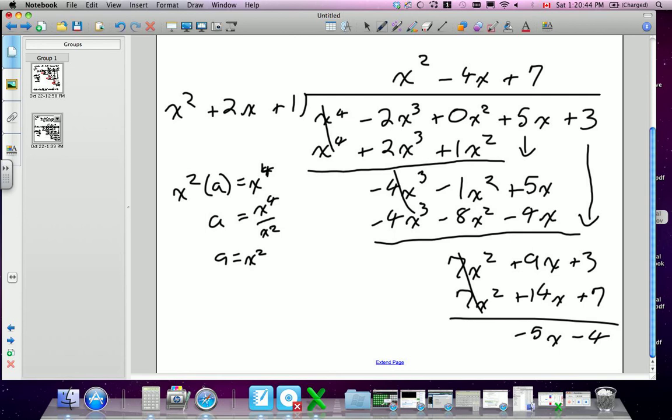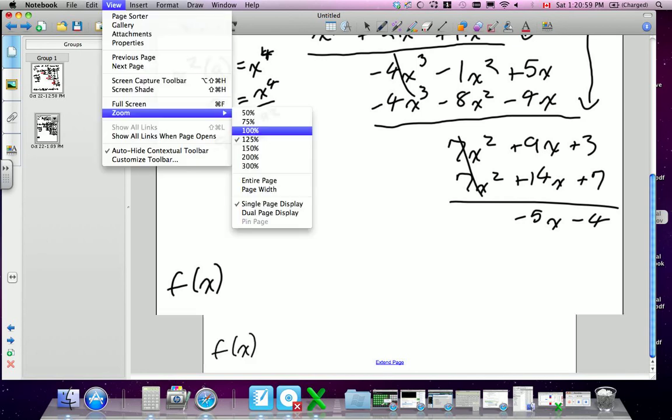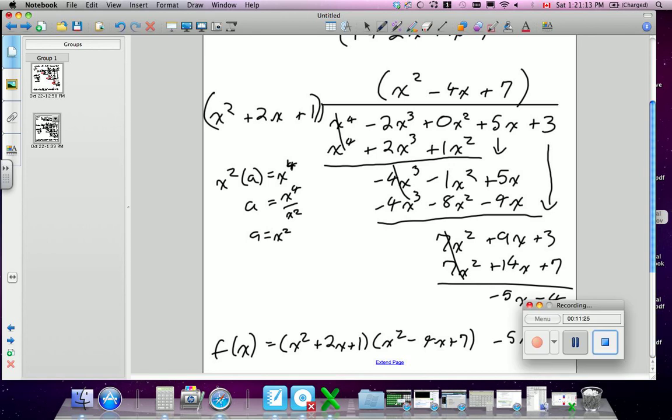Okay. So here's our remainder now. Again, here's the first set of terms, second set of terms, and then I can't divide into it because this is a lower degree than our first degree. So when I go to set up the function, f of x is equal to, let me zoom out a bit so I can see everything. That's better. x squared plus 2x plus 1, x squared minus 4x plus 7, minus 5x minus 4.